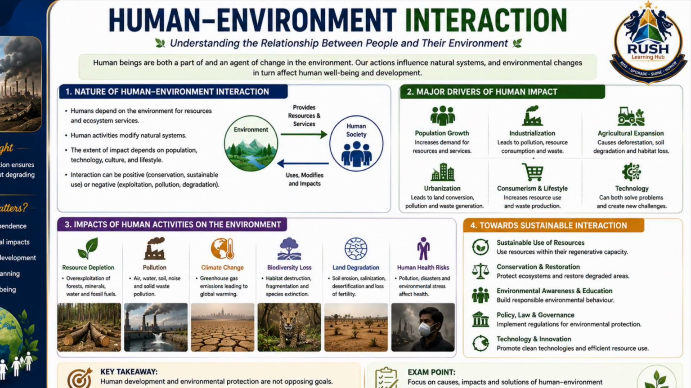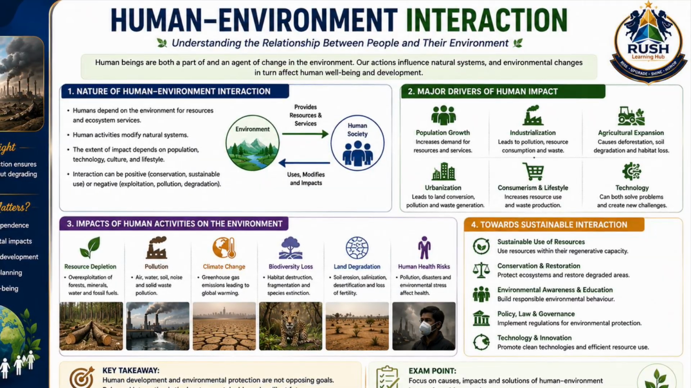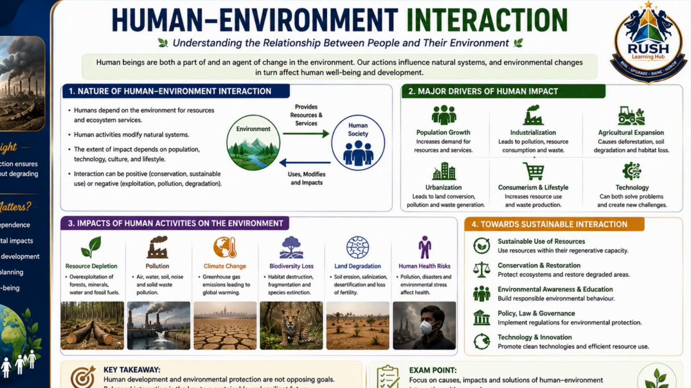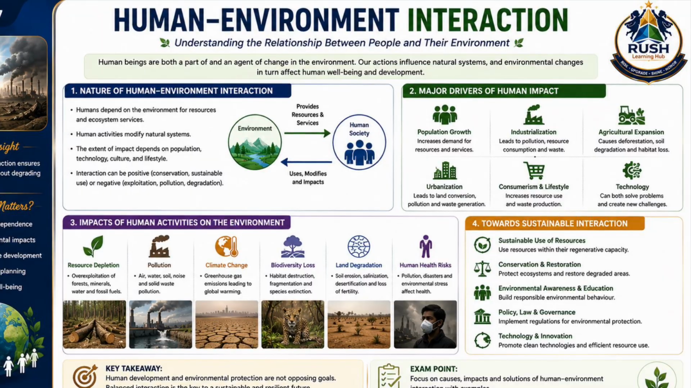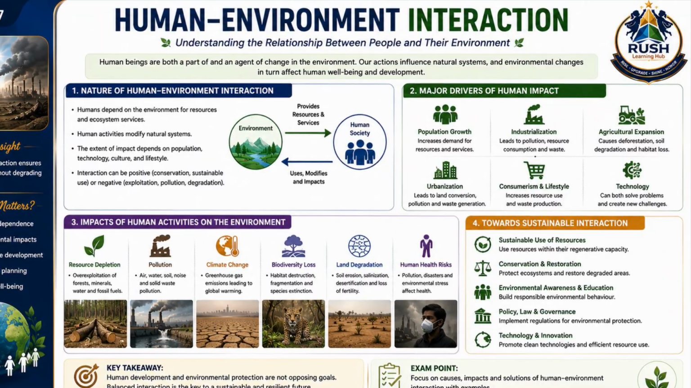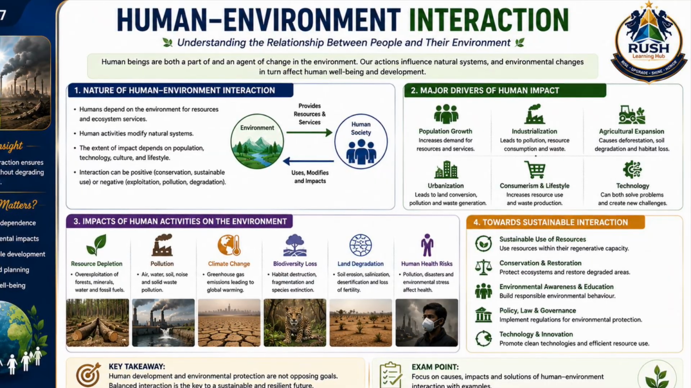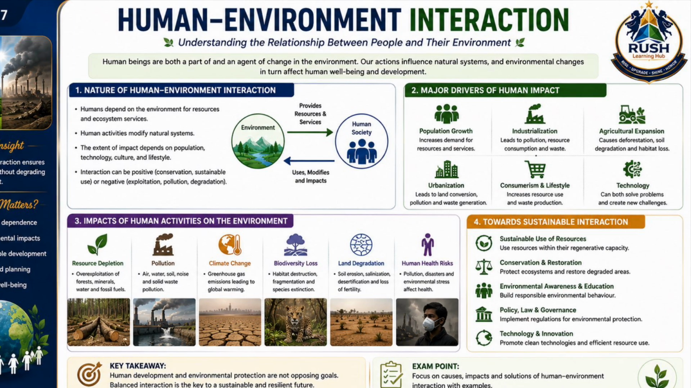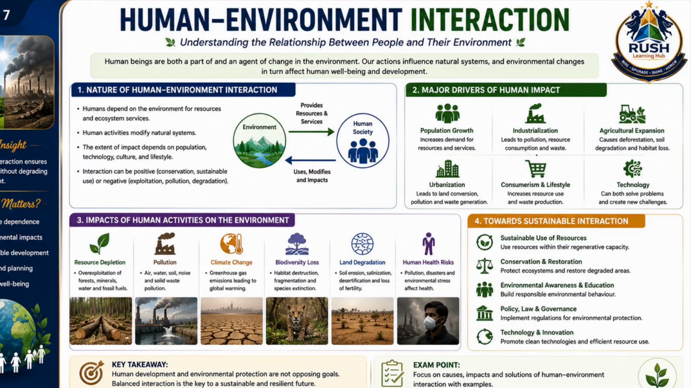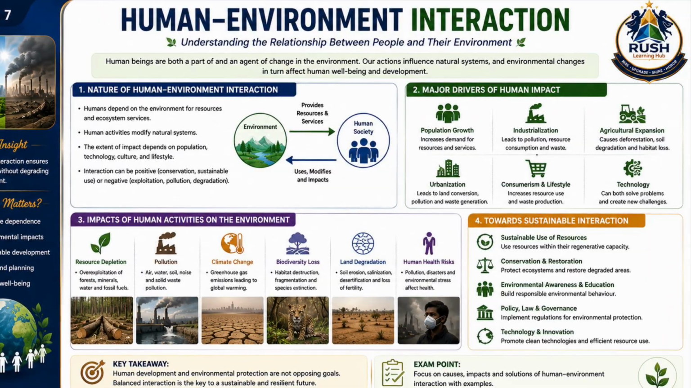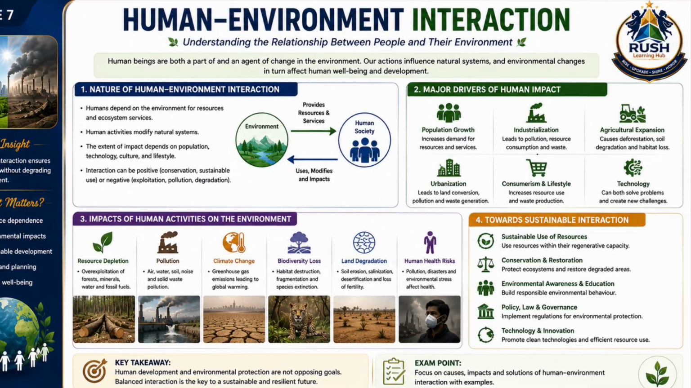Human beings are both dependent on and influential toward the environment. The environment provides essential resources such as air, water, soil, minerals, forests, energy, and ecosystem services that support human survival and development. At the same time, human activities continuously modify environmental systems through resource extraction, agriculture, industrialization, urbanization, and technological development. Therefore, the relationship between humans and the environment is dynamic and reciprocal.